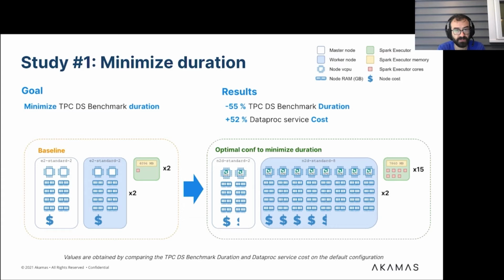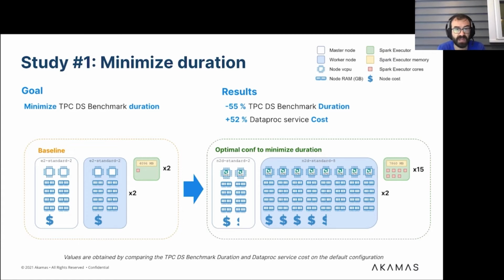The suggested configuration for the Spark executor in terms of number, cores, and memory is completely different. We went from a fat executor setup, where there is one executor per node, to a thin executor setup, where there is one executor per core. Since the new worker instance was way more powerful, but also more expensive, the final cost increased as well.